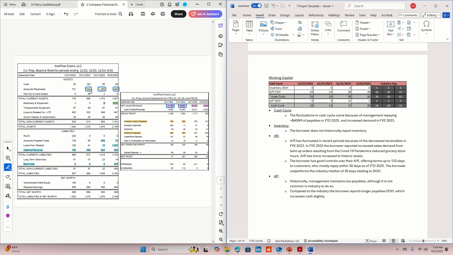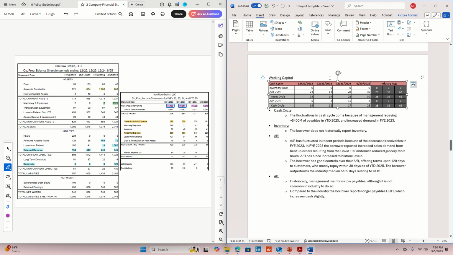If receivables go up and sales go up, then receivables are going up because sales are going up and sales are being made on account. People are buying stuff on account. Now, if sales go up and receivables go down, that means that people are purchasing not on account. It means that people are purchasing with cash, which is even better than sales going up and receivables going up.